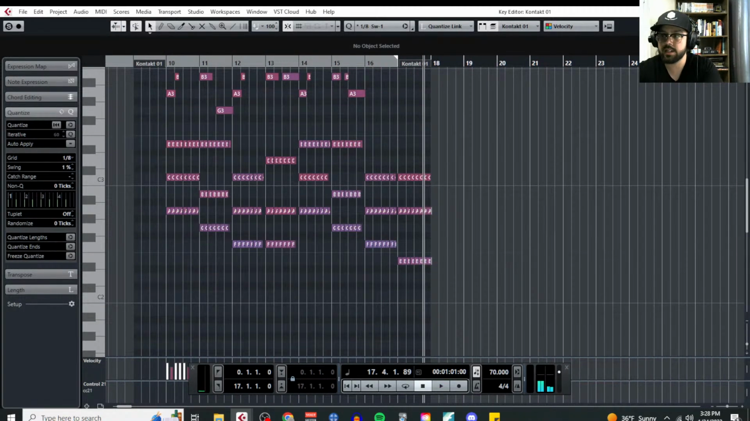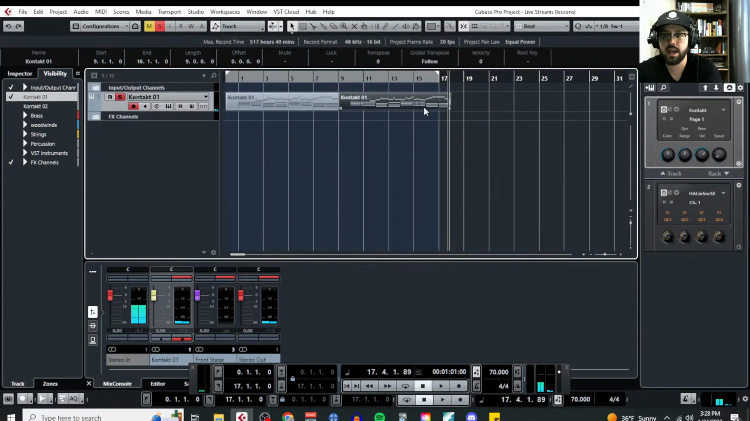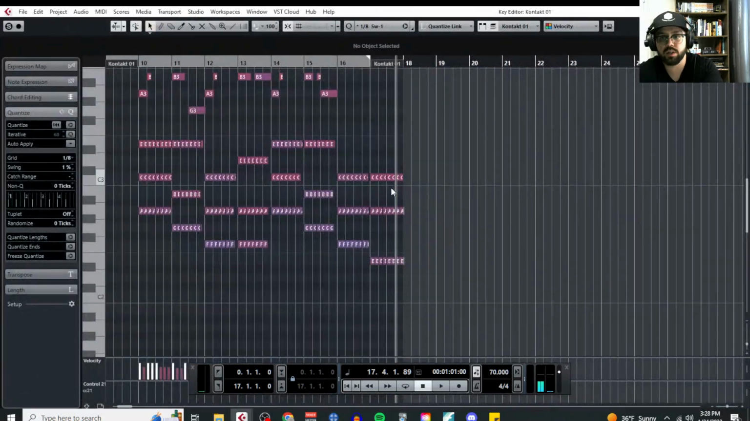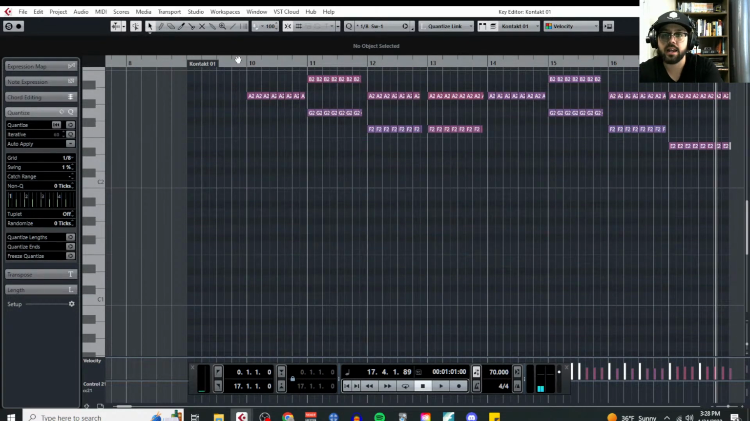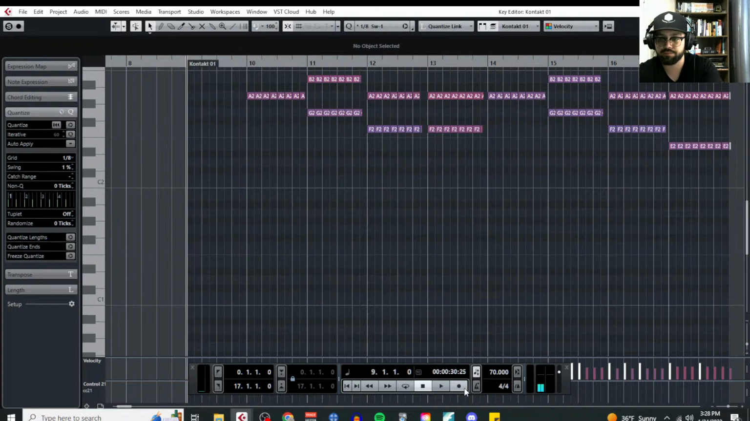Alright, so it's the same exact idea, but you're going to notice that it does have heavier energy. In fact, if we wanted to go even heavier and bigger in energy, what we could simply do is add a bass line.